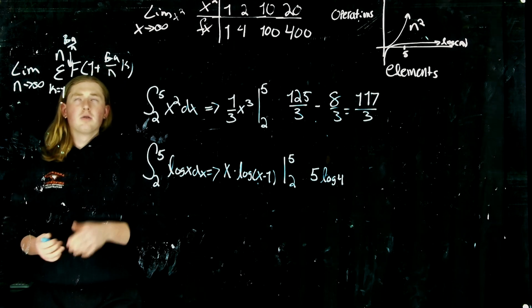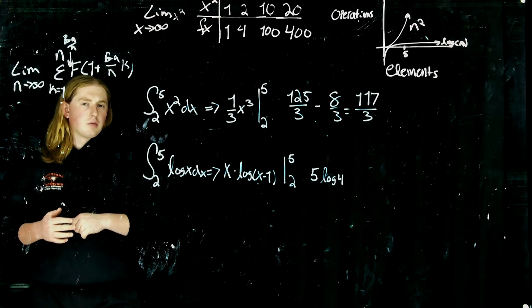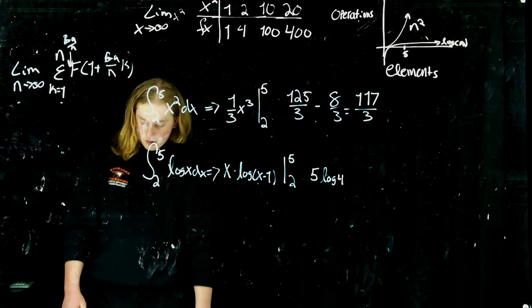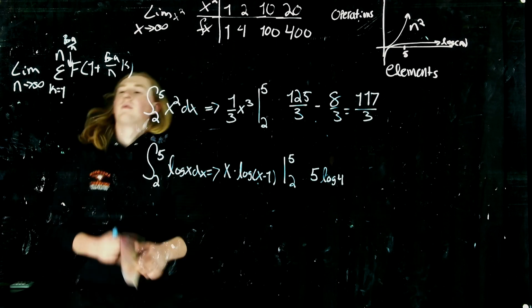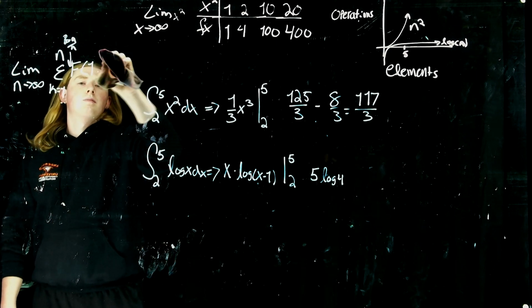You can use the limit of a sum, Riemann sums, to get the same thing as an integration, which is really, really cool. Okay. Now I'm going to relate this all back to big O.